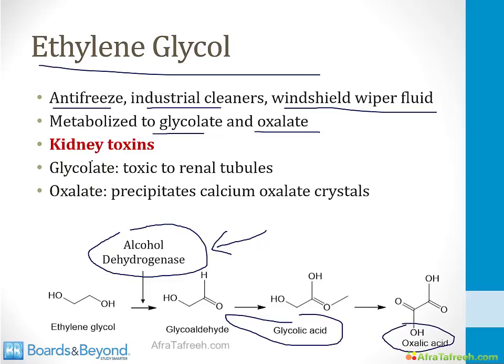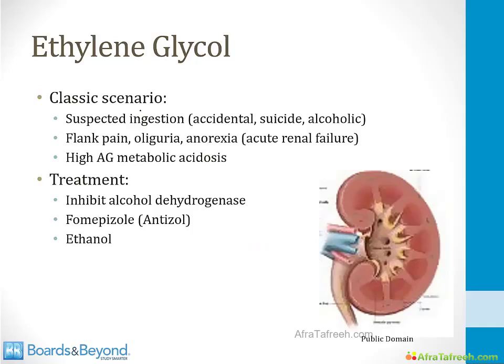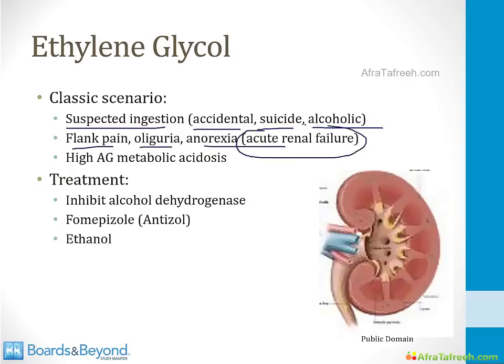Both of these metabolites of ethylene glycol are kidney toxins. Glycolate is toxic to the renal tubules, and oxalate can precipitate as calcium oxalate crystals and plug up the kidneys. So the main adverse effect you're going to see of ethylene glycol is kidney poisoning, in contrast to methanol, which has CNS poisoning and visual effects like we discussed. So the classic scenario is going to be a patient with a suspected ingestion. Maybe it was accidental, maybe it was a suicide attempt, maybe it is an alcoholic looking for another source of alcohol. In this case, in contrast to methanol, the patient will present with flank pain, oliguria, and anorexia. These are all symptoms of acute renal failure, and then there will be a high anion gap metabolic acidosis.